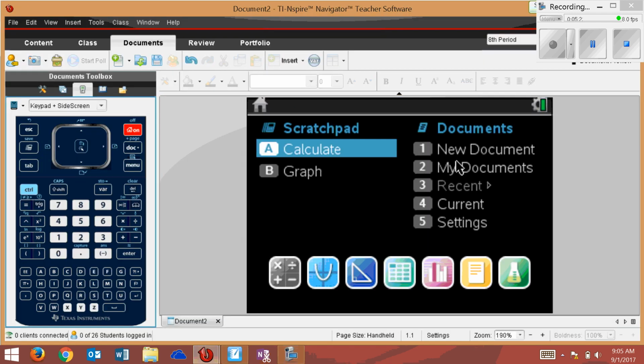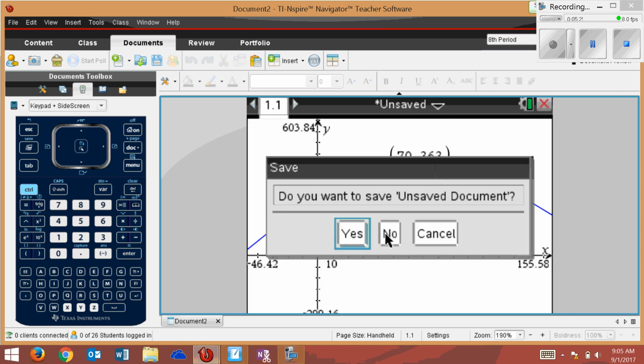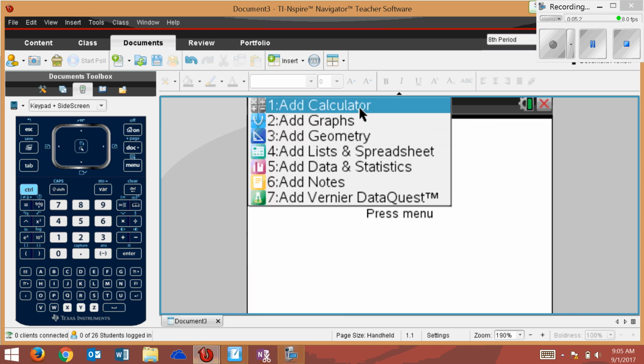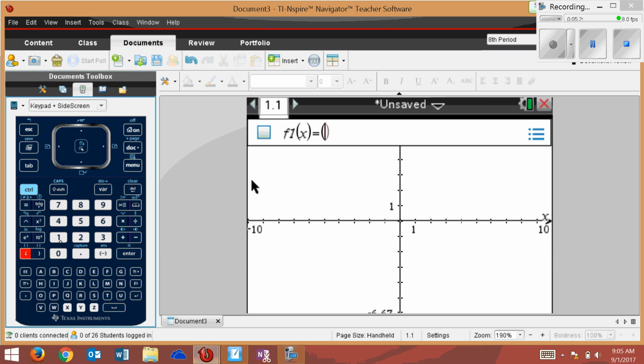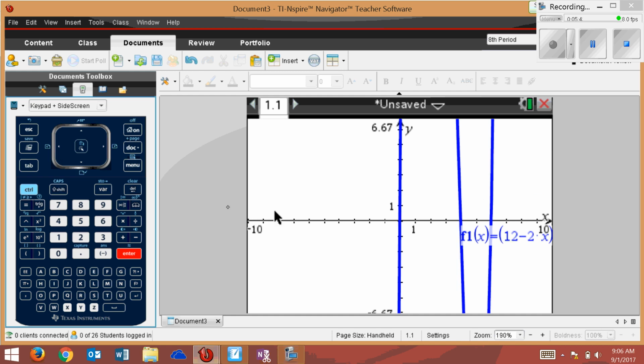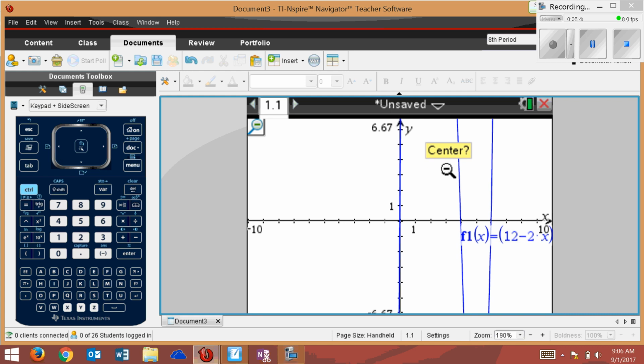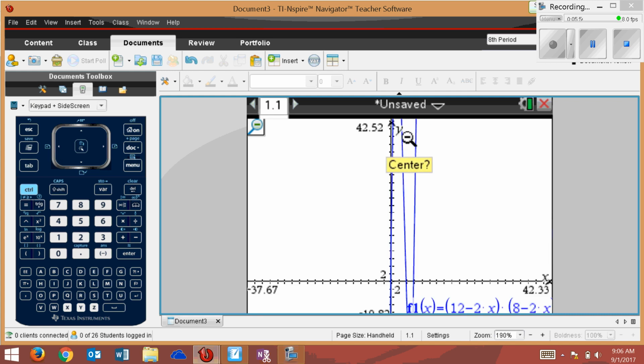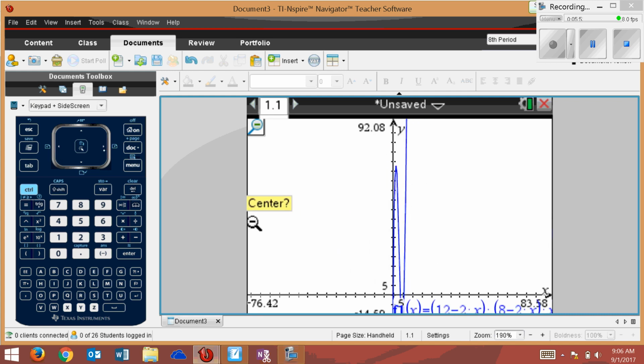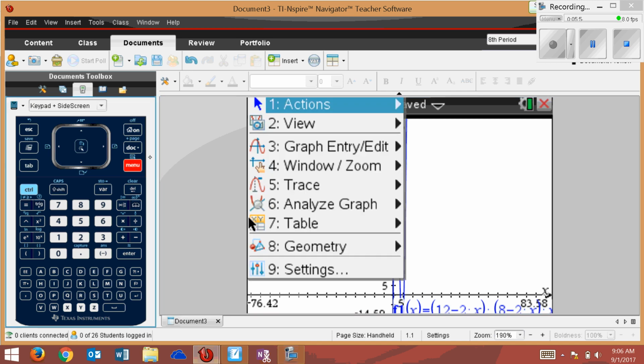I'm going to go to home screen, get a new document just to clear out the old stuff. And let's go to graphs. So the equation is 12 minus 2x times 8 minus 2x times x. There's our equation. We graph it. I'm going to just zoom out this time for speed's sake. We're looking for the maximum, so I need to be looking up top here. And now let's analyze this graph.